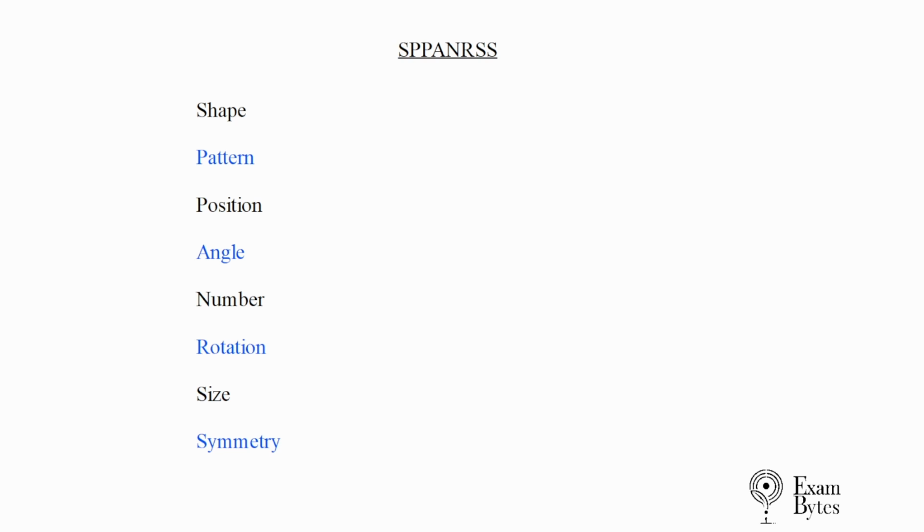Now, just like in life, when you go shopping or do a recipe, you have checklists. In non-verbal, it really helps to have a checklist to help you eliminate answers and find the right answer very quickly. For that, we use SPPANRSS, which stands for shape, pattern, position, angle, number, rotation, size, and symmetry. Today's lesson, we're going to be looking at shape, so let's jump into it.